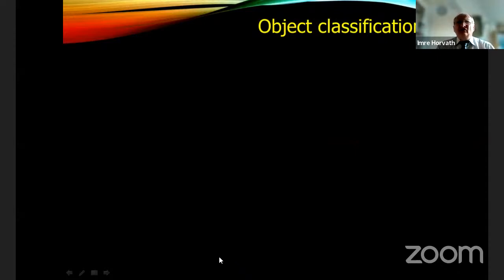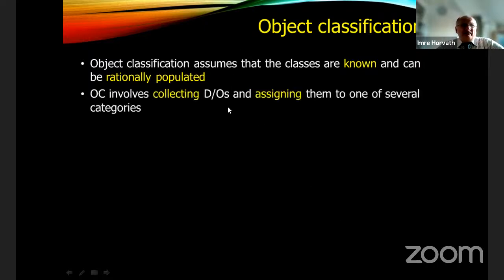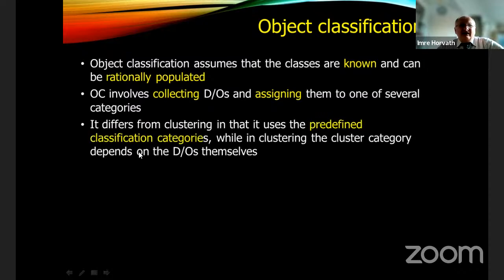Then let's go further and compare it with the application or the canonical problem of object classification. Object classification assumes that the classes are known and can be rationally populated. Object classification involves collecting data and objects and assigning them to one of several categories. So actually, there is a one-to-one relationship between the classes and the entity. It differs from clustering in that it uses predefined classification categories, while in clustering, the cluster category depends on the data and the objects themselves.